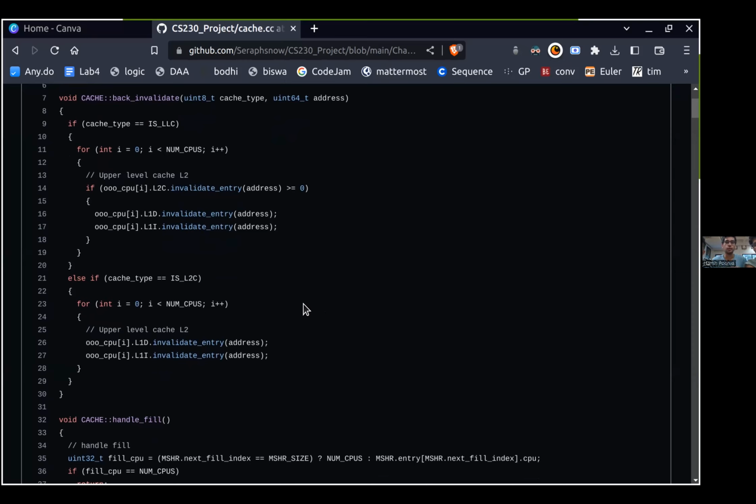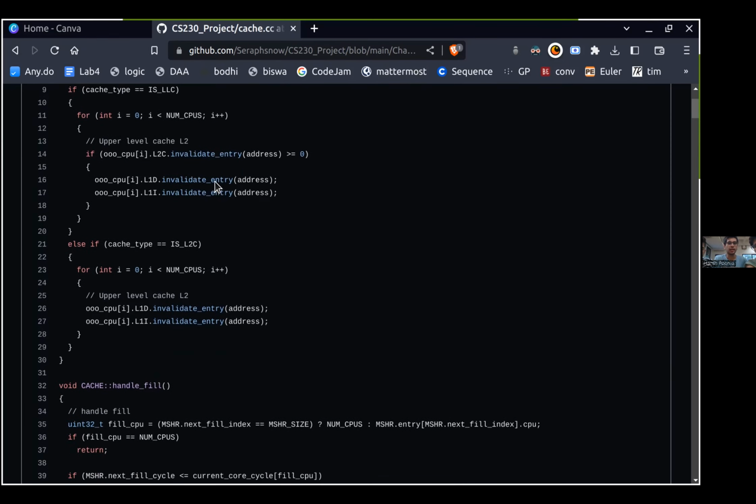The one thing that we needed to change was when a block is evicted from a lower level cache, but it could be present in higher level caches. Since the higher level cache has to be a subset of the lower ones, the block which was evicted from lower level caches has to be invalidated. So for that, we make use of the back invalidate function.